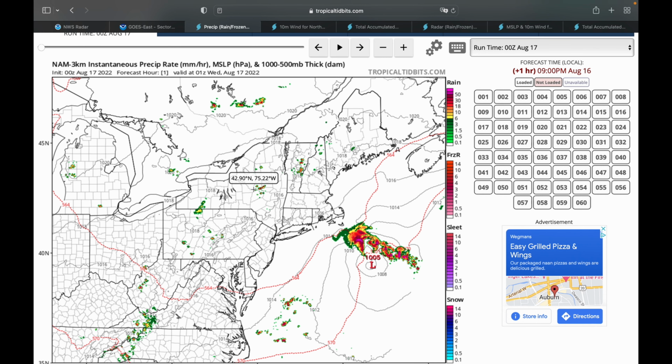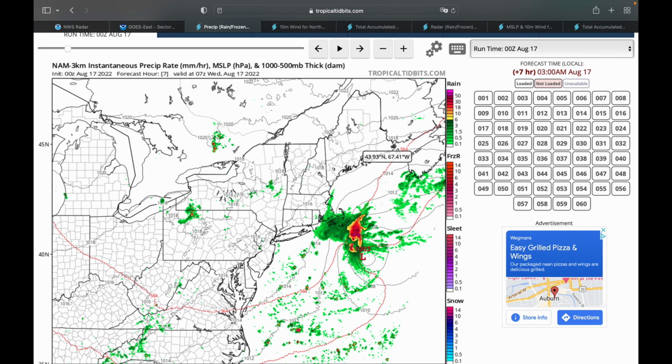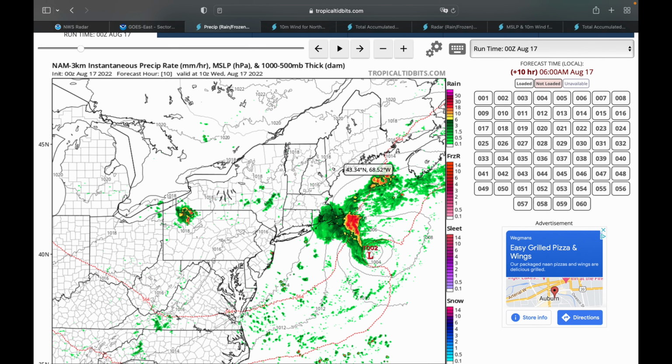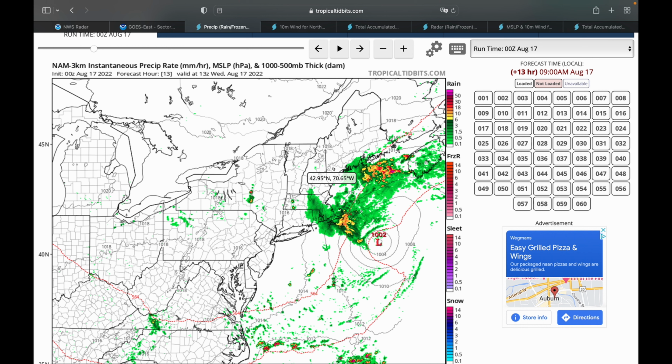So we're going to be looking at two different models here. This is the NAM 3-kilometer model, and you can see here that we are currently, let's go to 5 a.m., at a 1,001 millibar low pressure system, as well as rainfall in parts of southeast Massachusetts, parts of Rhode Island, and then we also have some minor thunderstorms on the outskirts of this storm. Now by 6 a.m., really not much changes. The main thing here with the NAM 3-kilometer model is that the moisture itself doesn't go that far inland.